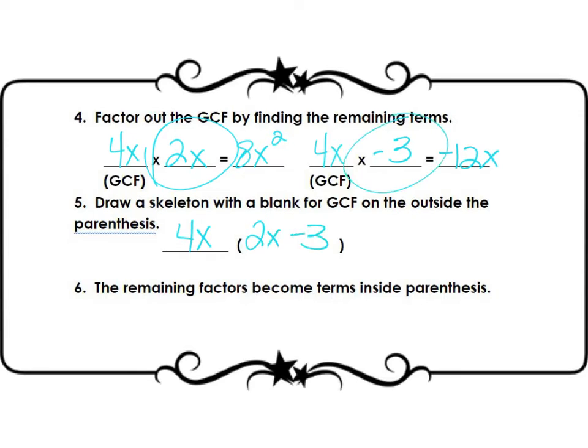So essentially what we've done is we've undone distribution. Normally we would be multiplying to create the different terms, but now what we're doing is what we call factoring. The remaining terms become what's inside. So if we were going to write this, we would have 4x times 2x minus 3. And remember, you can always check by doing that distribution.